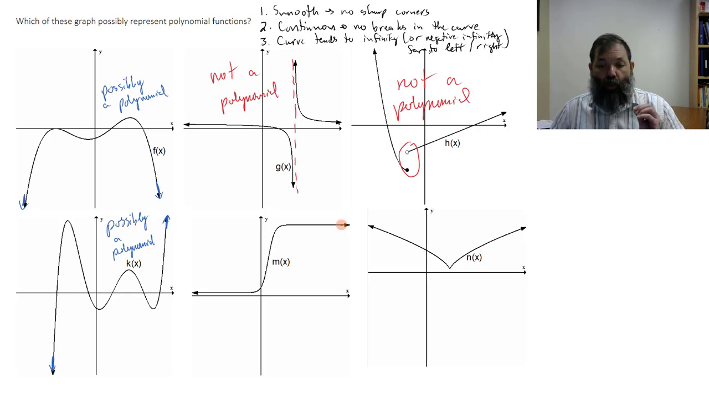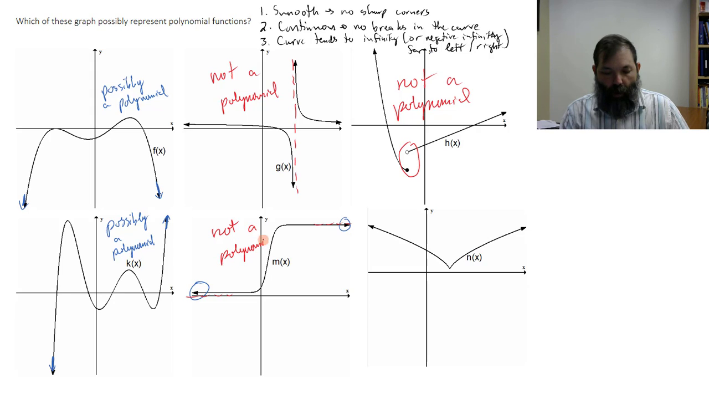Part 3, does the curve tend to infinity or negative infinity? So here, if I move far to the left, this part of the curve is not moving downward. It's not going to negative infinity. Similarly, far to the right, that part of the curve is not tending to positive infinity. It's flat, it's horizontal. And actually, these are what we call horizontal asymptotes to the curve. This is not a polynomial function. In a later course, you might study functions that look like this. It's called a logistic curve or a logistic function.